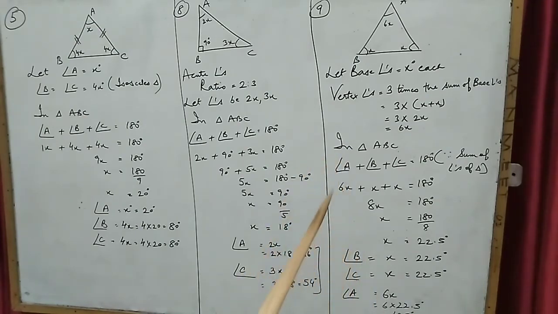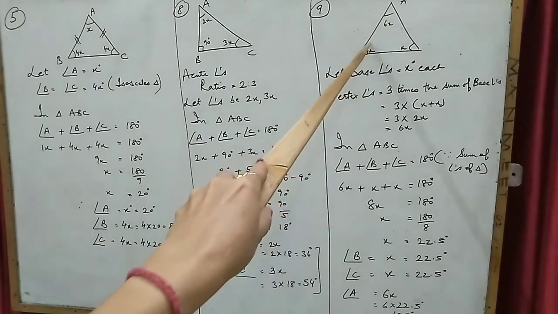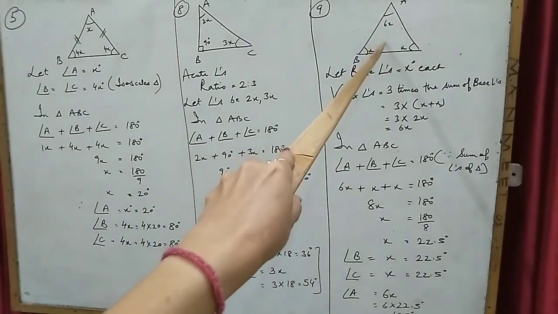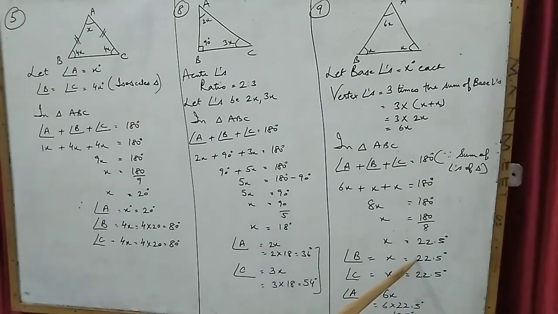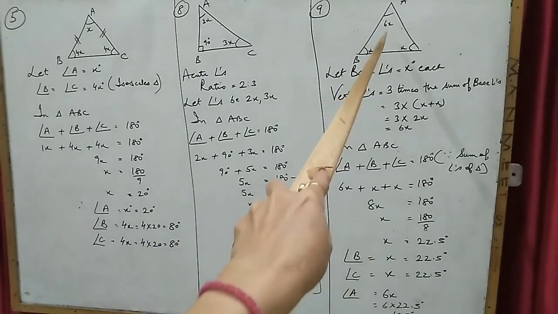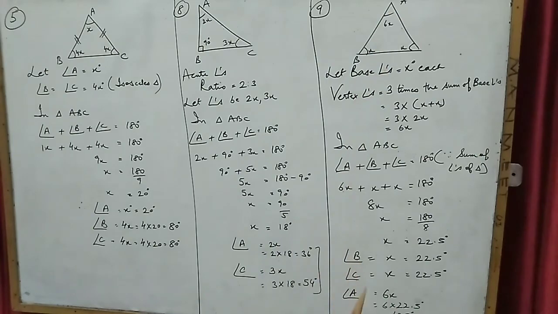I want to cross check whether my answer is correct or not. When we take the sum of all these, does it become 180 or not? We will add up 22.5 and 22.5. These two will become 45. 45 plus 135, it will become 180. It means after cross-checking, we came to know that our answer is correct. This much is enough. Thank you, children.